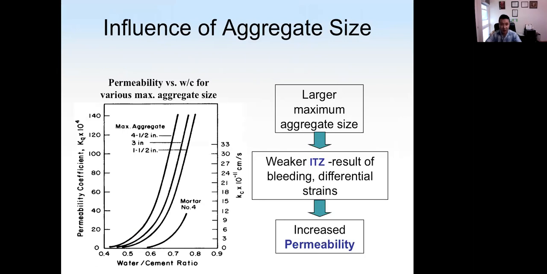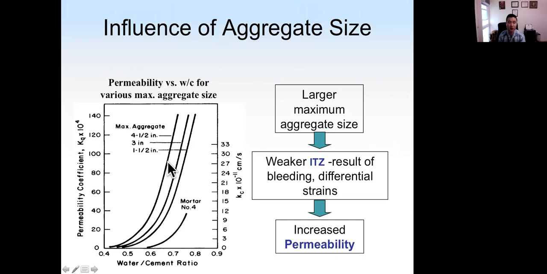How about the size of aggregate? I think this is the old slides. When we increase the water cement ratio, the permeability will be higher. So that's true for all different aggregate sizes. But if we keep the water cement ratio constant and increase the size of aggregate, permeability will be higher.